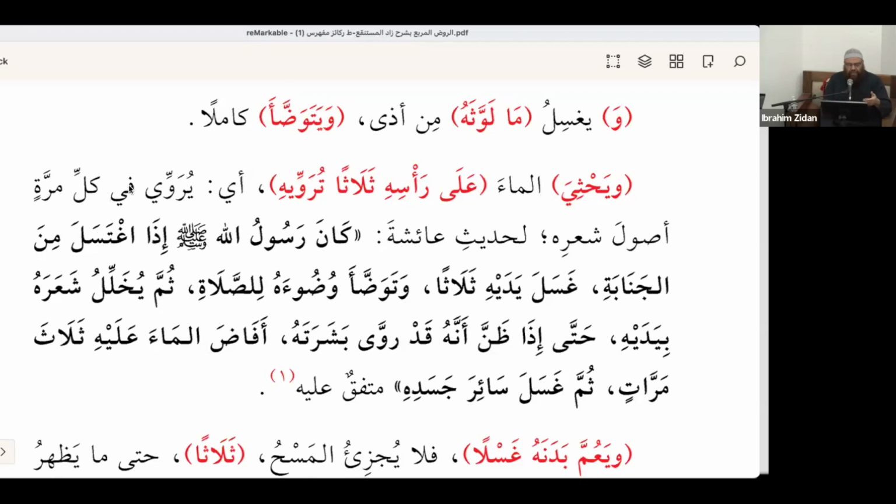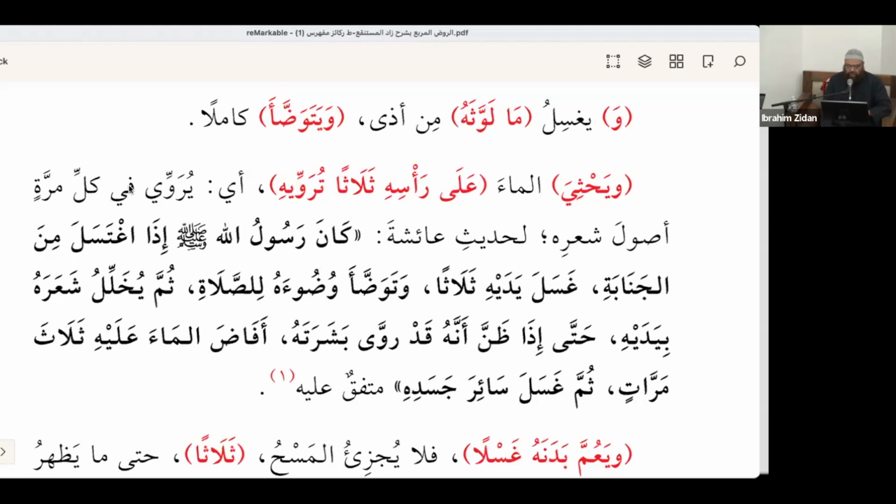Like when you irrigate the land, you don't just want the water to touch the top of the plant. You want it to go to the bottom of it, not the roots that you would dig in the ground. It doesn't have to be this way, but meaning the bottom of it. So turawi means to the bottom of the head, the bottom of the hair. This is turawi. أي يروي في كل مرة أصول شعره. So 3 times, and this is the method, and each time he would make sure that يروي, the water reaches the usul, the foundation of his hair. With his hands he would make sure that the water reaches the root of his hair.